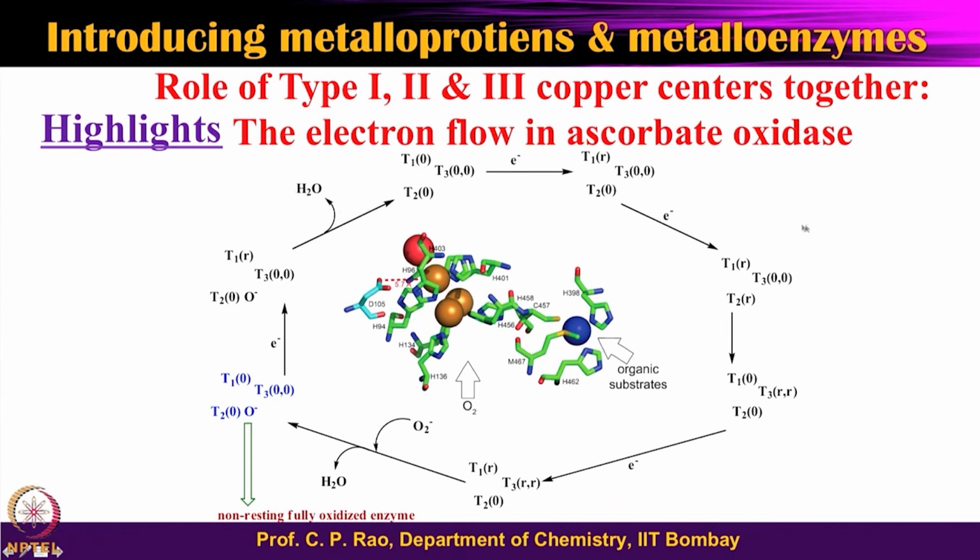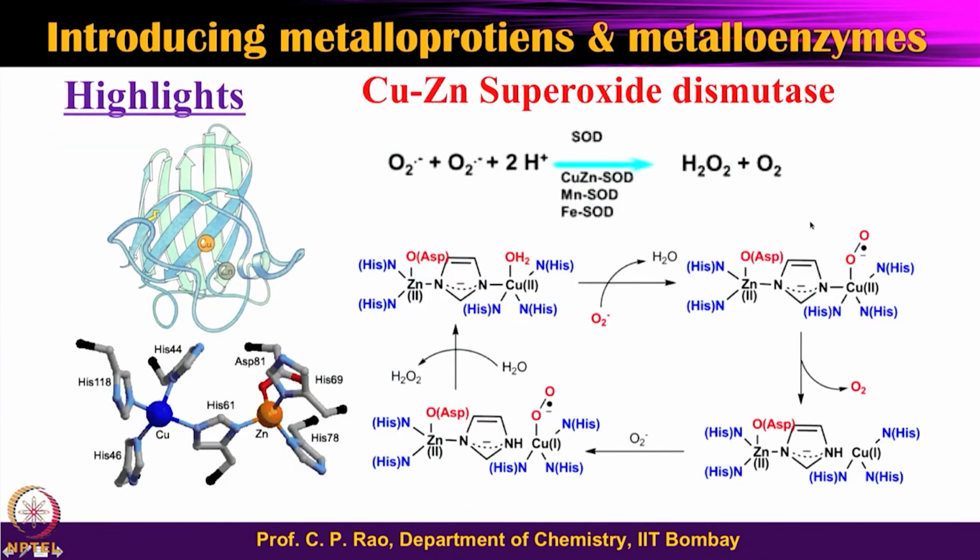So, you have a type 1, type 2, type 3 all together also. And this is superoxide dismutase here. This is also bimetallic, but one is zinc, the other is copper, not both zincs, not both coppers. So, first O2 minus will attack at the copper center and this will undergo redox, then it will break and this will give the O2.